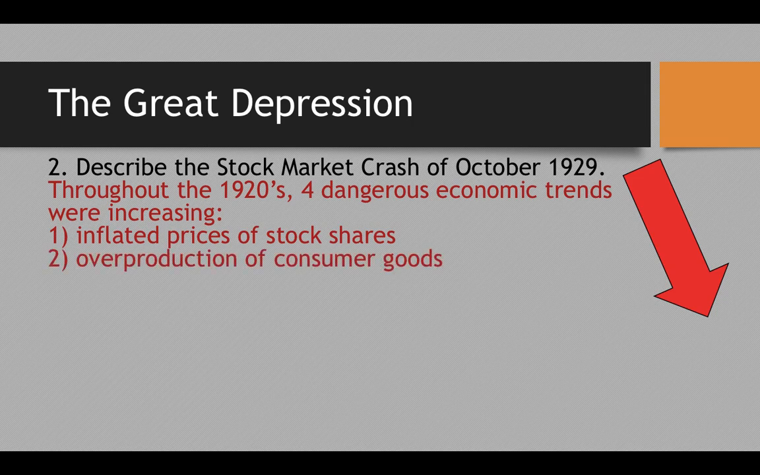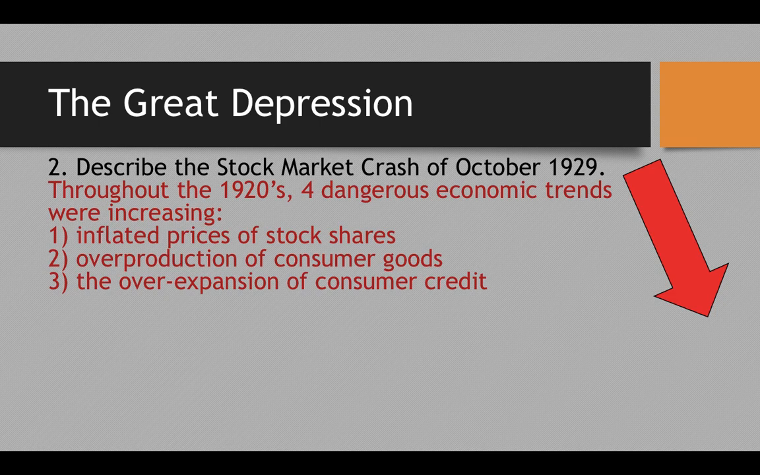The second economic trend that was pretty dangerous, that was increasing throughout the 1920s, was overproduction of consumer goods. You have cars being churned out at an unprecedented rate. You have radios. Really, every consumer good you can imagine was being overproduced. And that, once again, cannot be sustained forever, because eventually people are going to run out of money to buy those things.